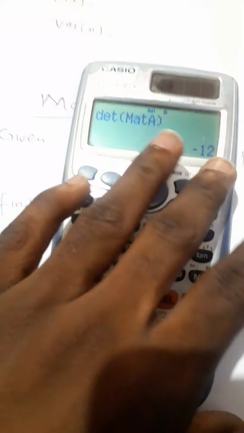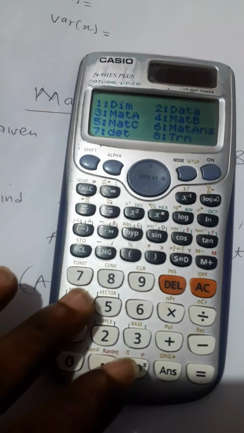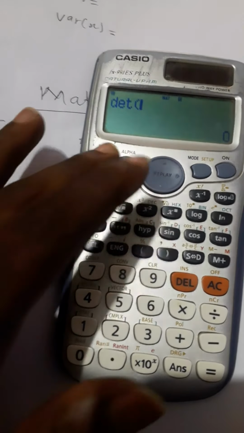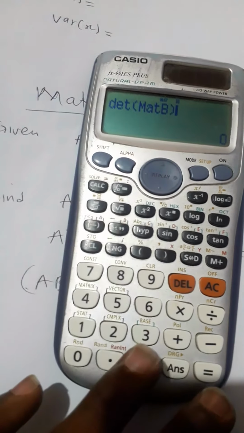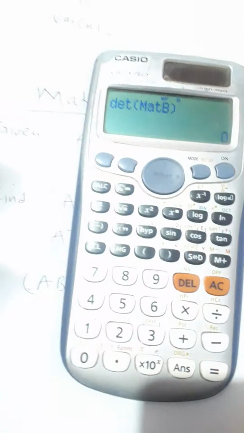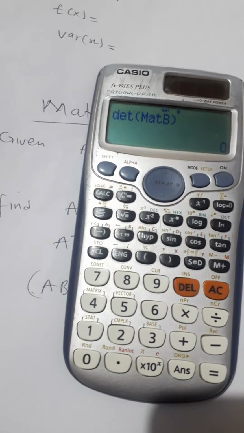Okay, let's look at the determinant of matrix B. On, then shift plus 4, determinant, which is number 7, and shift plus 4 again, matrix B, which is number 4. So you point this, and the determinant is indeed 0. That is why the inverse gave us math error.